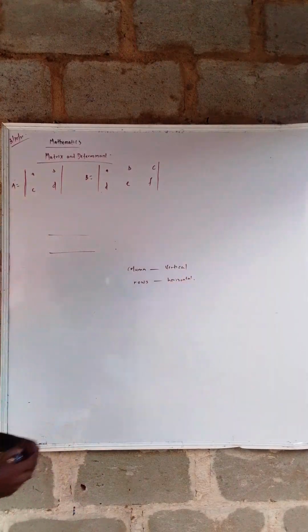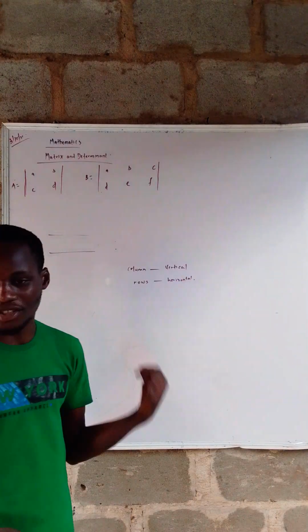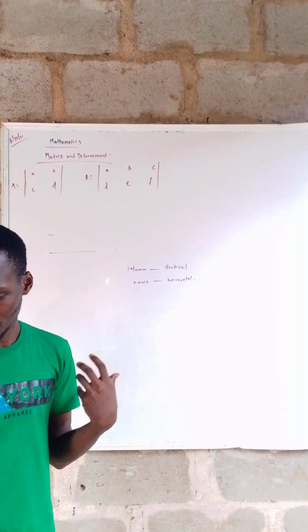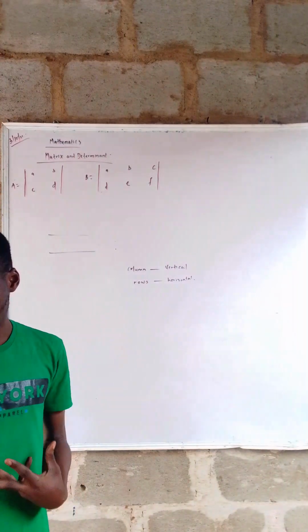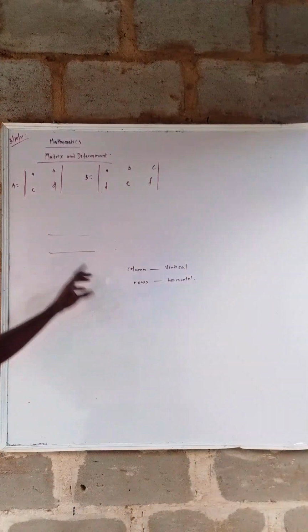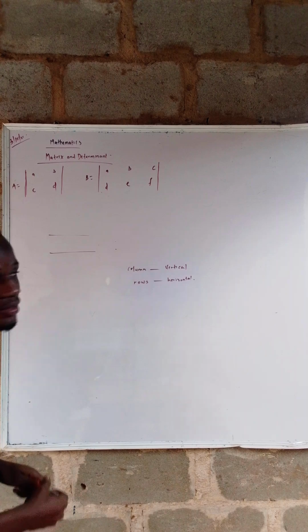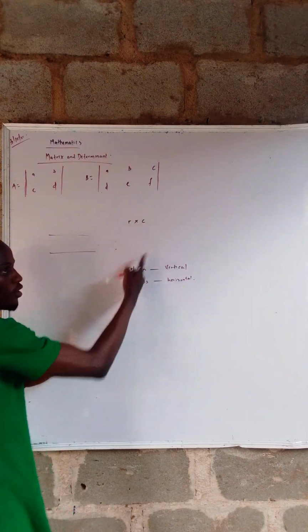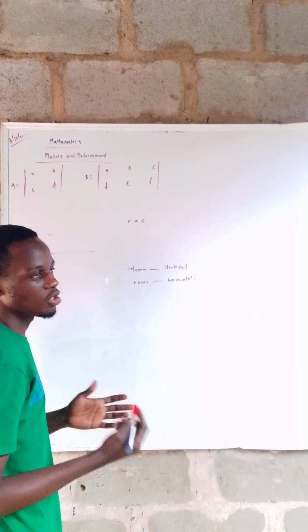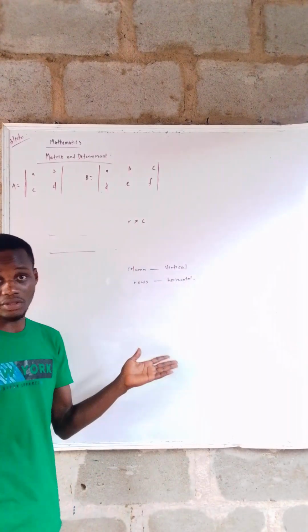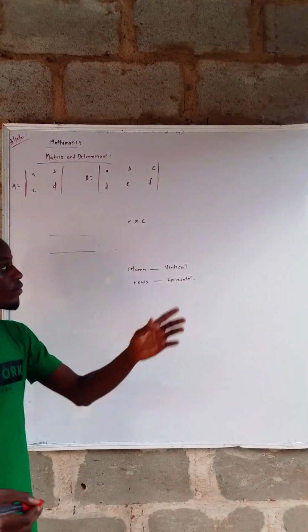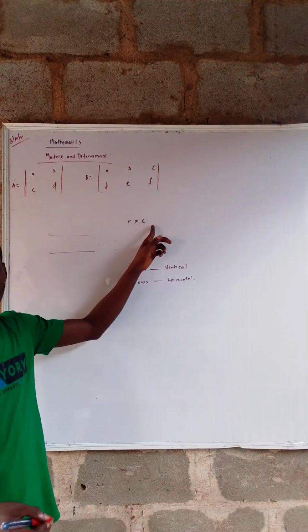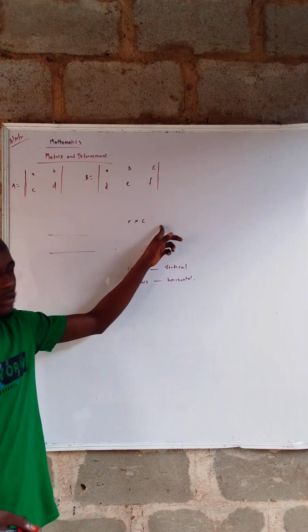Now what type of matrix do we call this? Who can tell us what type of matrix we call this? We know we have it as rows by columns. That's R, rows by columns. If you want to measure something, according to the science students, something by something. So this is rows by columns.